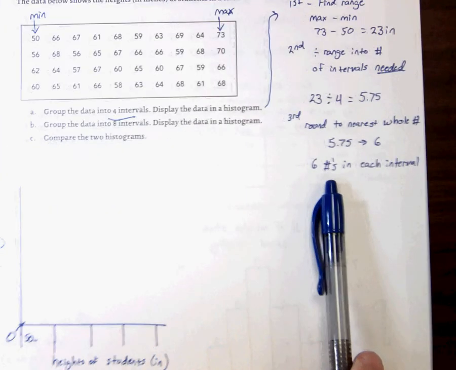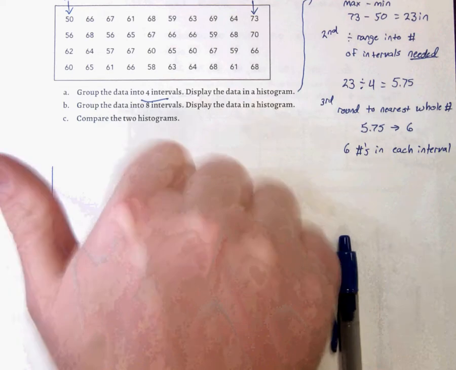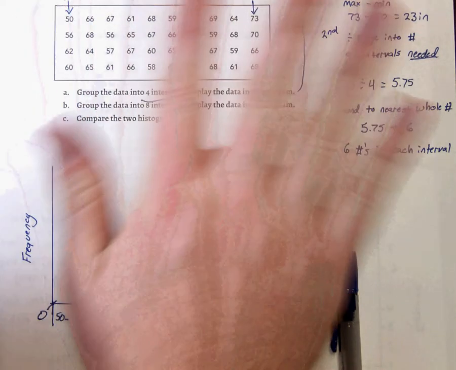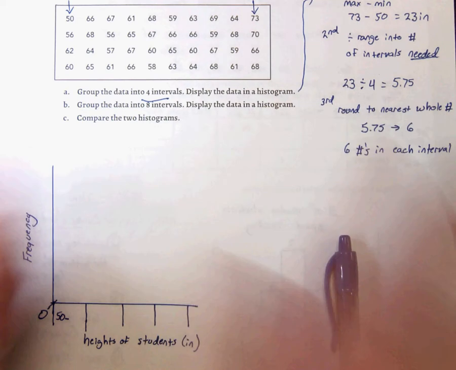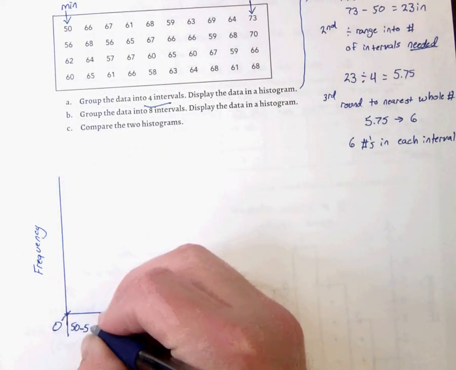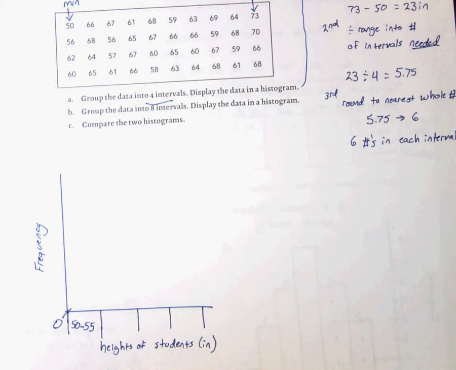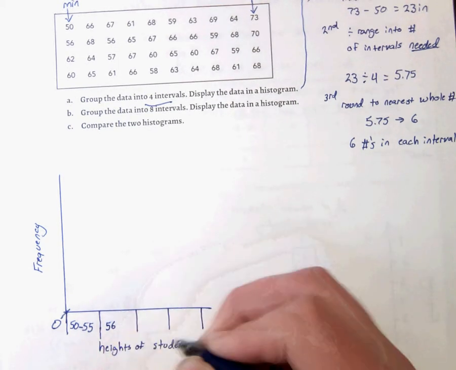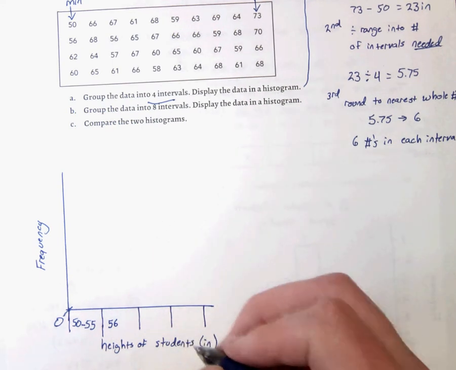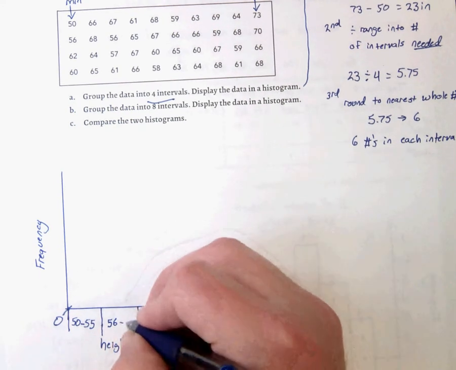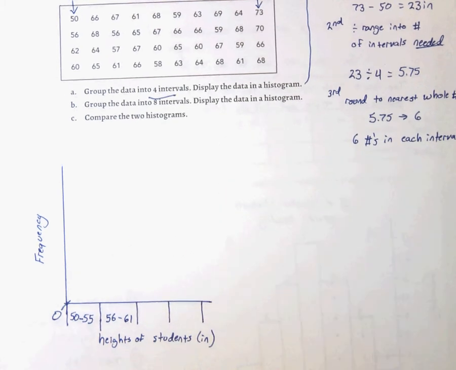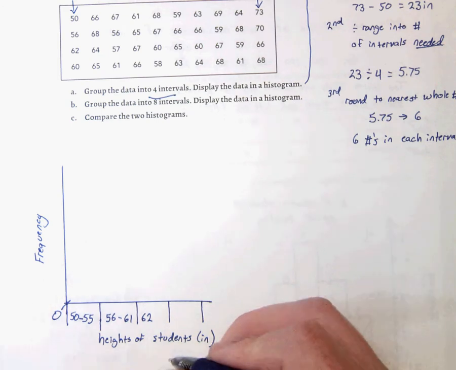Now, we're going to add 6 more numbers. The next number would be 56. 6 numbers would be 56, 57, 58, 59, 60, 61. 6 numbers in each interval. Next, 62. So let's count: 62, 63, 64, 65, 66, 67. Now, 6 more numbers, starting with the next one, 68: 68, 69, 70, 71, 72, 73 would be 6 numbers.